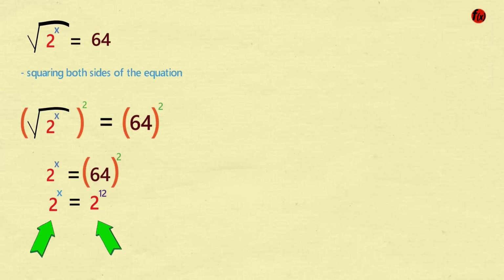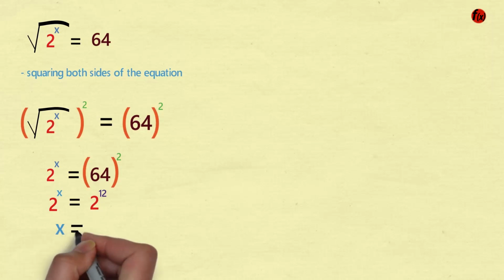Since the bases are the same, the exponents must be equal. Therefore, x equals 12. And there you have it.